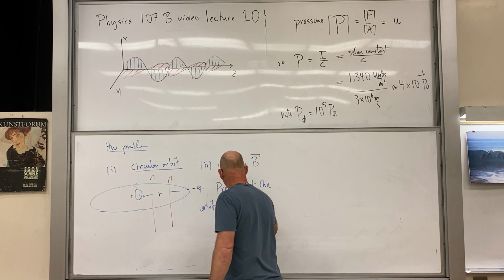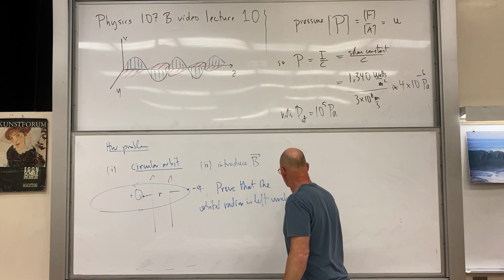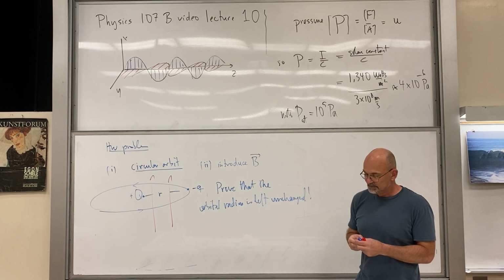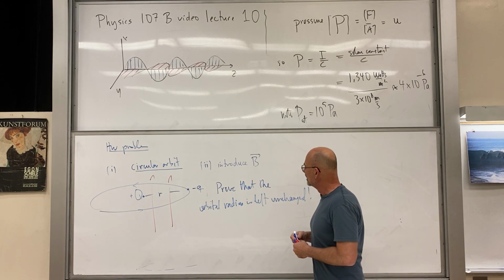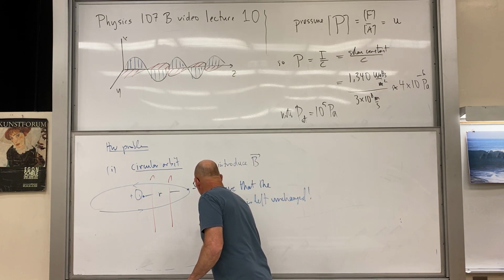Orbital radius is left unchanged. And it's an interesting argument how that comes about. So what we do is we'll start with Coulomb. I'll just number my steps as we go here.